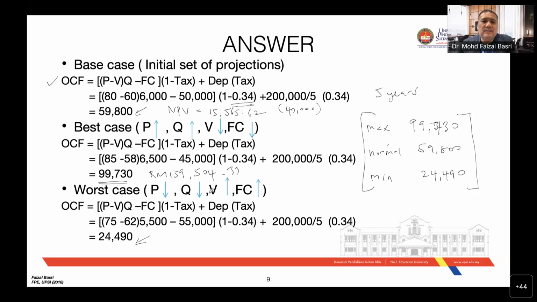And for the worst case scenario, again, you can use the cash flow function. The annual cash flow would be 24,490.